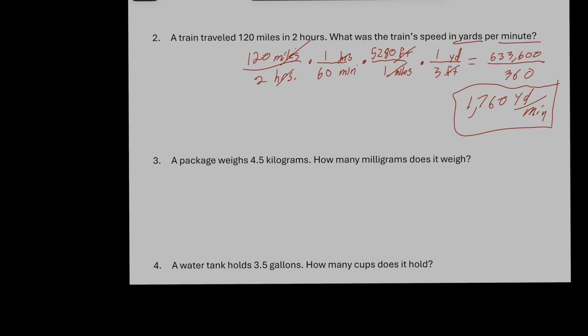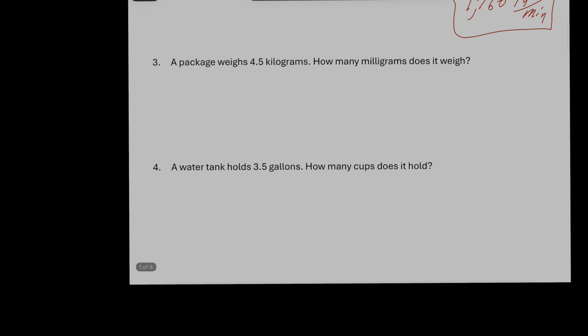All righty. A package weighs 4.5 kilograms. How many milligrams does it weigh? Okay. Well, if I have 4.5 kilograms, we want to go to milligrams. Milligrams are a lot smaller than kilograms. Kilo is the thousand, and milli means thousandth.